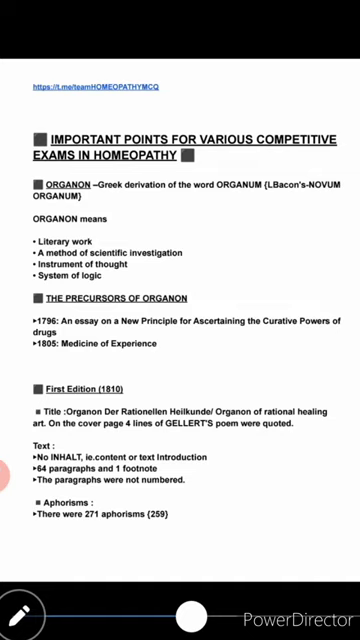It was published in 1800. The title was Organon of Rational Healing. The cover page has 4 lines of Haller's poem. In the text, the introduction is the content. 64 paragraphs and one. The paragraphs were not numbered. This was the text. Now there were 171 aphorisms and earlier 259 aphorisms.